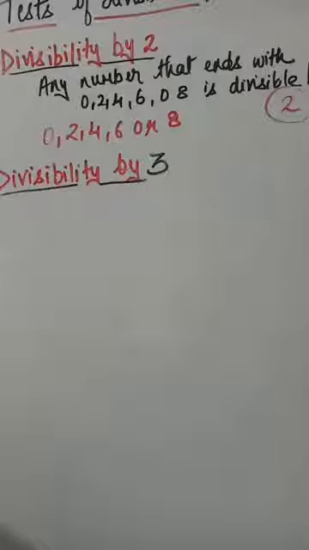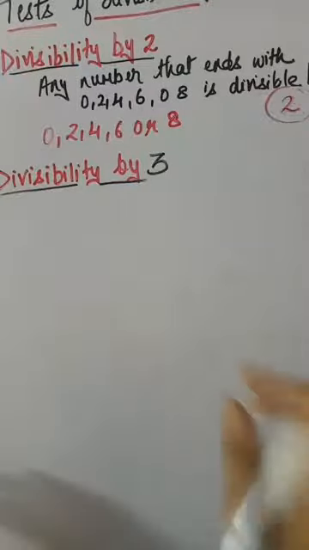We have already learned the test of divisibility by 2. So we are going to have a quick revision of what we learned in the last lecture. We learned that any number that ends with 0, 2, 4, 6 or 8 is divisible by 2. That means we are going to see the multiples of 2.